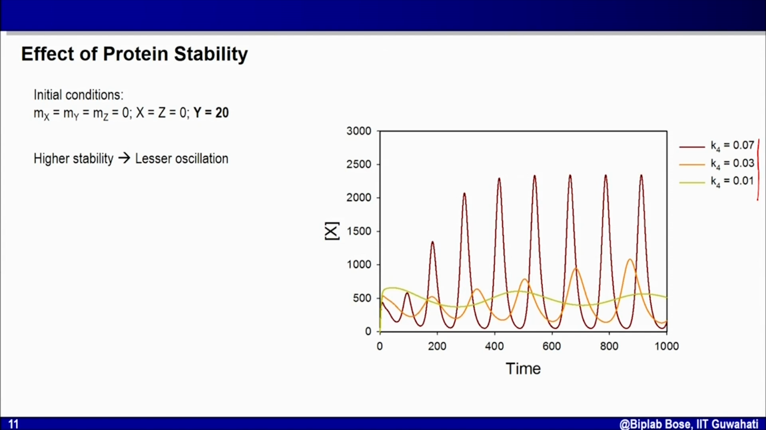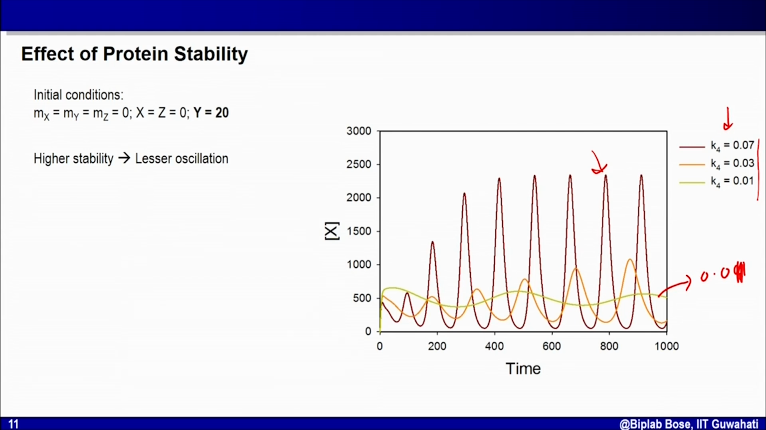So if you do the same simulation, you will see when K4 is 0.07, I get this limit cycle oscillation. But when K4 is reduced to 0.01, that means you have decreased the rate constant for degradation of the protein. That means now the protein will be more stable. I lose this oscillation. Why is it happening?